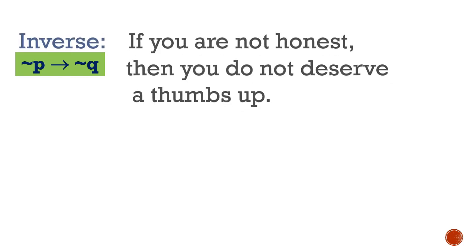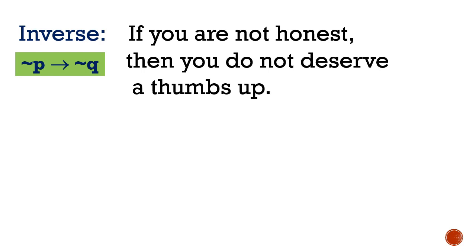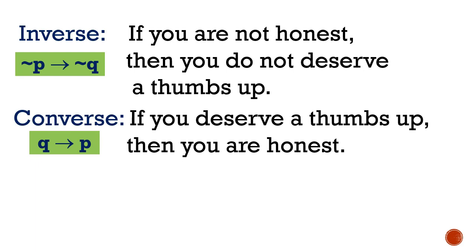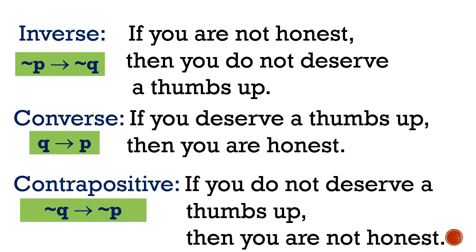For this example, not P implies not Q, or if not P, then not Q. This is called inverse. If you are not honest, then you do not deserve a thumbs up. For Q then P, converse. If you deserve a thumbs up, then you are honest. For not Q implies not P, or if not Q, then not P. That's called contrapositive. If you do not deserve a thumbs up, then you are not honest.